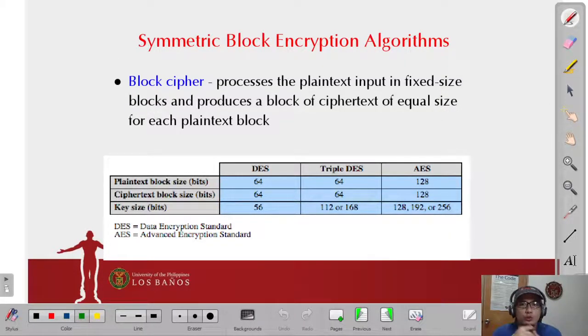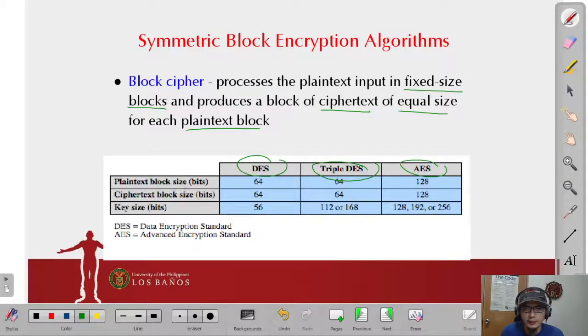Now, when it comes to symmetric encryption, there are two ways to do this: block cipher and stream cipher. In the block cipher, we process the plain text input in fixed size blocks and produce a block of ciphertext of equal size for each plain text block. That's why it's called a block cipher, because the processing is done in blocks. For example, we have DES, triple DES, and AES.